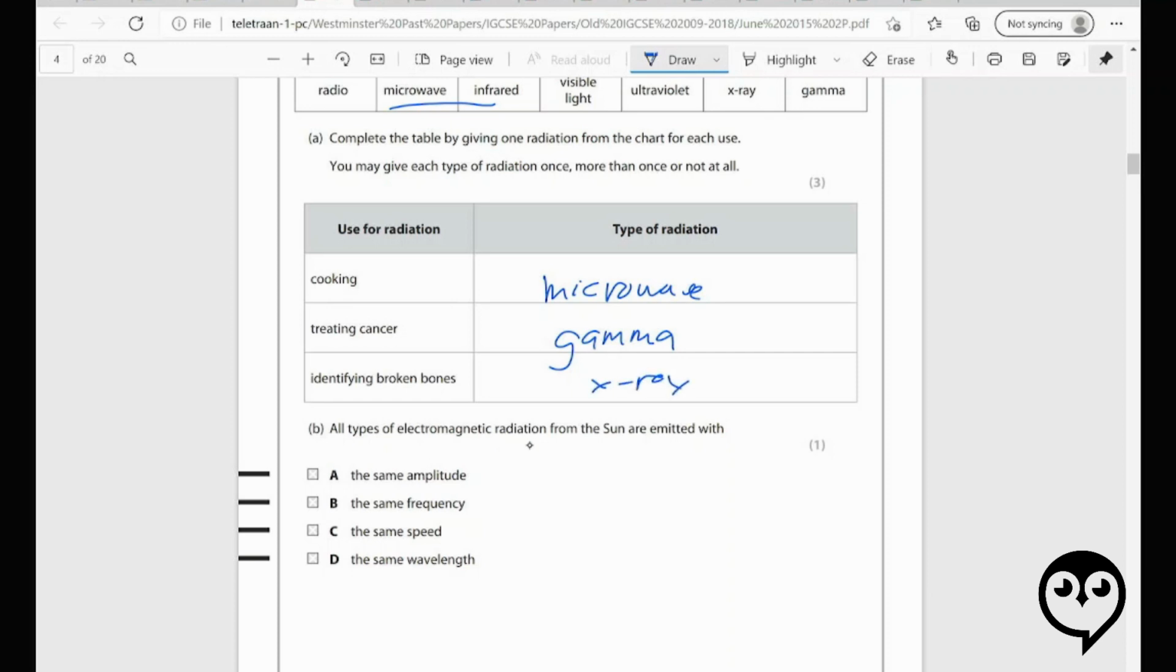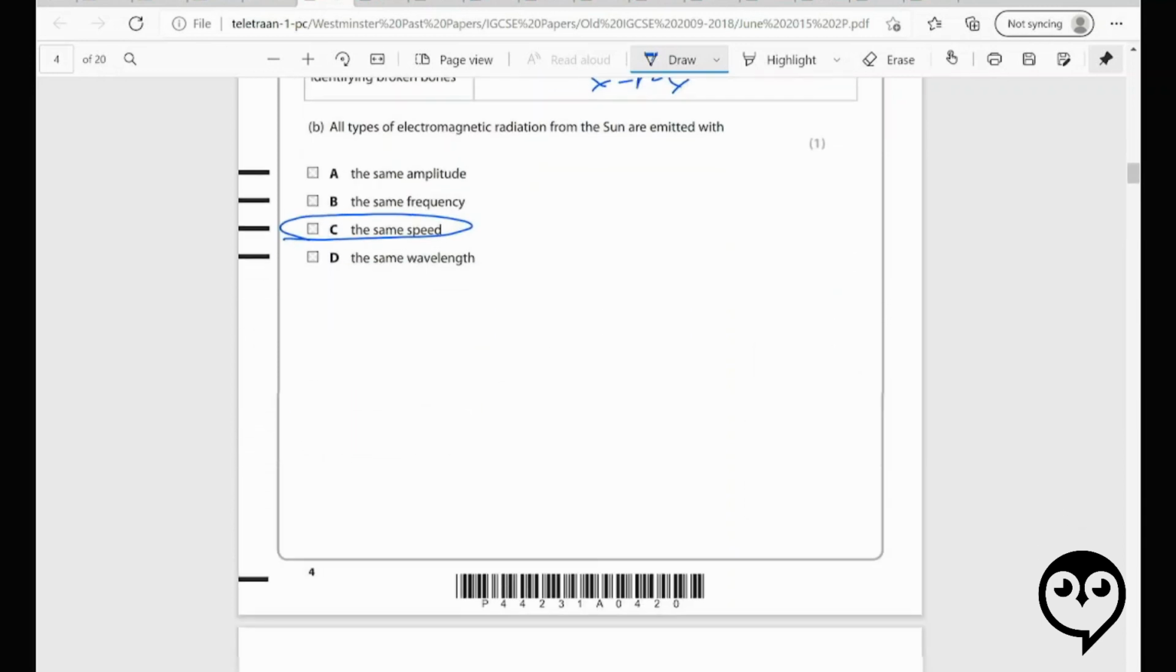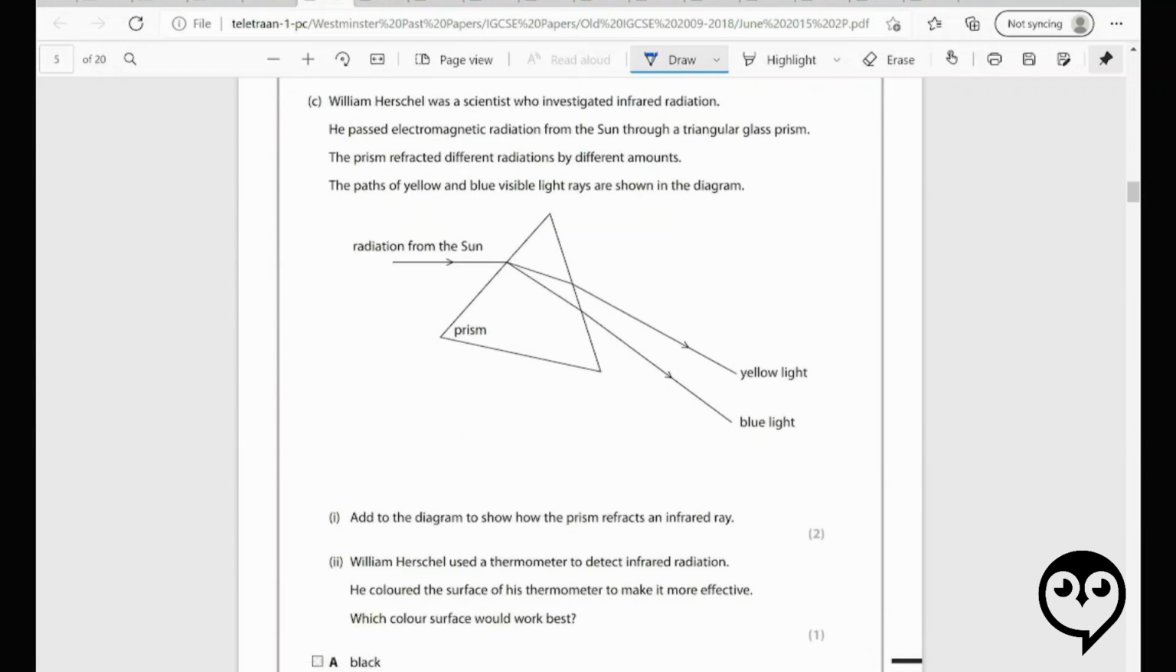Part B, all types of electromagnetic radiation are emitted at the same speed. Okay. William Herschel, he investigated infrared radiation, and I guess he passed the electromagnetic radiation through a prism. It refracted the radiations by different amounts. Here are the paths. Add where the infrared ray would be. Well, the infrared would probably be like this. Okay, probably. I want to draw this a little bit better.